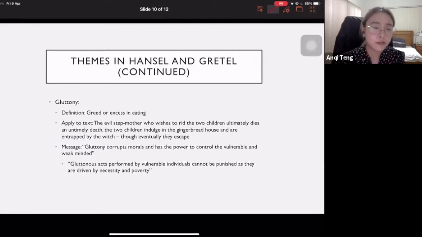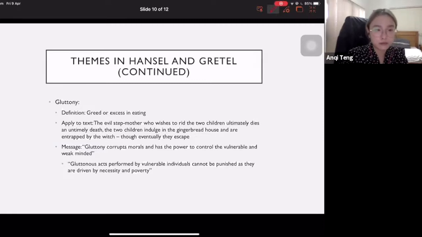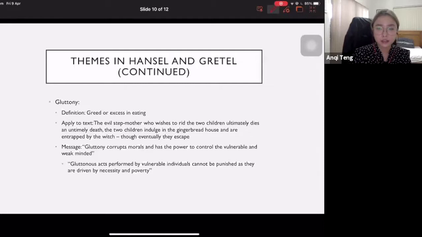There are a couple of different applications of gluttony in Hansel and Gretel, so we'll look at two contrasting ones. Like I mentioned earlier, not every theme will be identified or explored in the same way in a text. And in fact, when a theme is explored in different ways in a text, it actually makes it a bit more interesting because we see how multifaceted some themes can be, right?